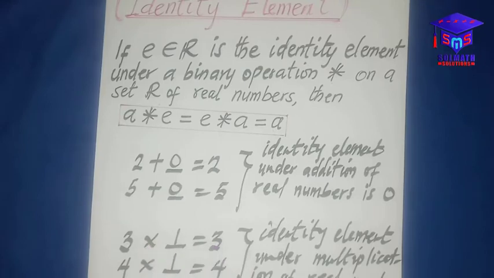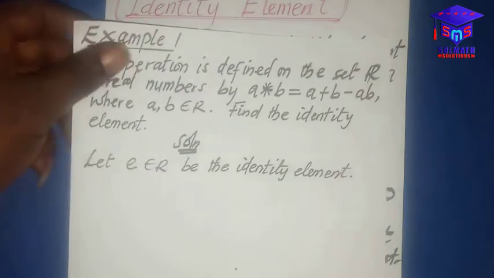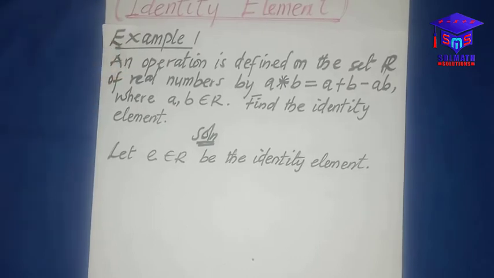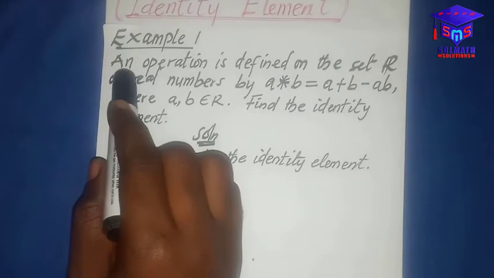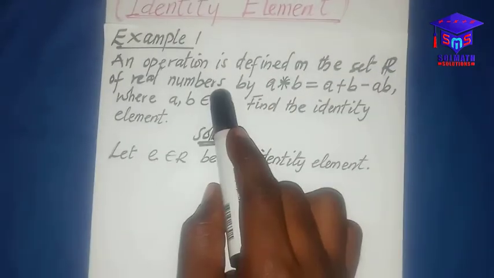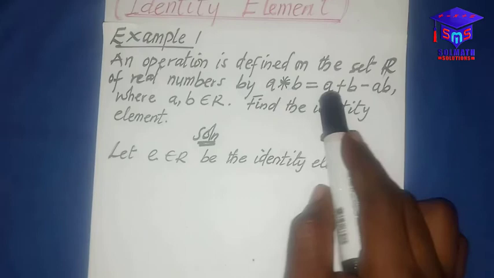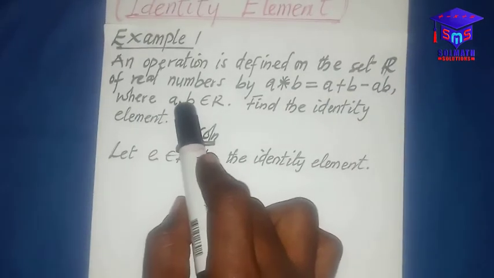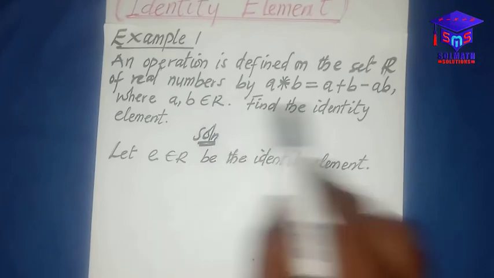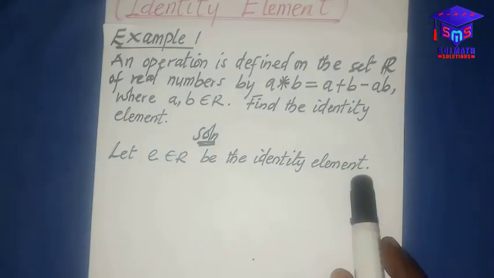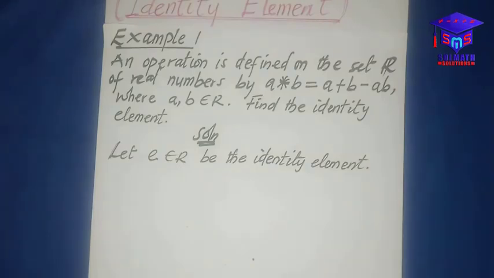Good. So now let's look at some simple examples in binary operation. Our first example says that an operation is defined on the set R of real numbers by A star B is equal to A plus B minus AB, where the numbers A, B belong to the set of real numbers. Now we are asked to find the identity element.